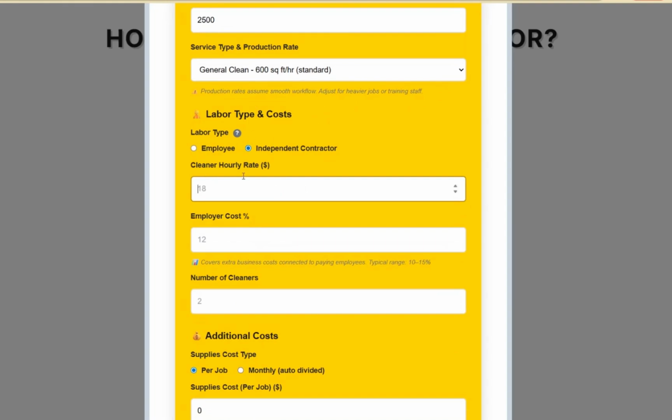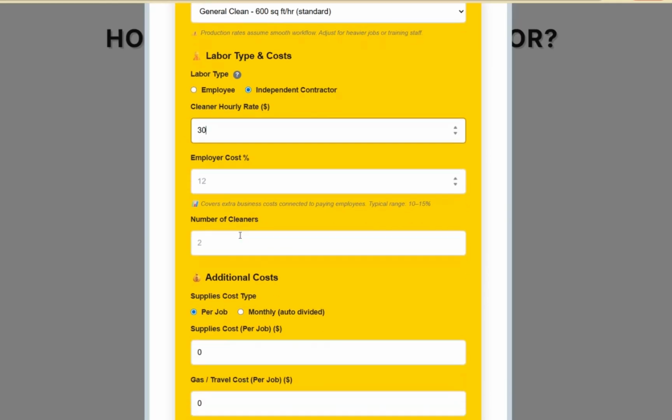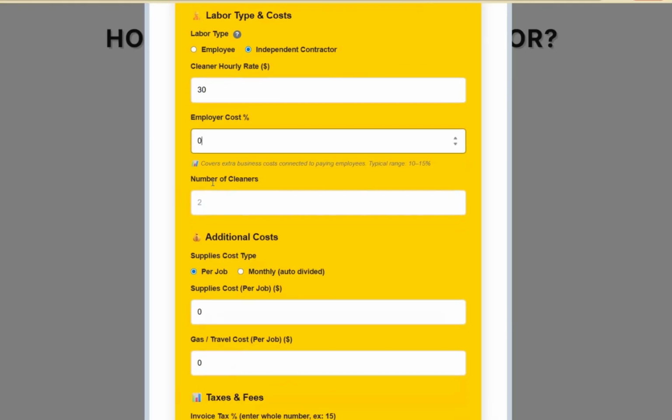Then moving right along, we have the labor cost. So it's very important that you know whether you're going to choose an employee for this or you have independent contractors. For us, we use independent contractors, and the hourly rate averages to about $30 an hour. So I'm going to put $30 an hour right here. If you have employees, you would click on employees right here. And then you would have to put your employer costs. I'm going to put 0 because I put down contractors.